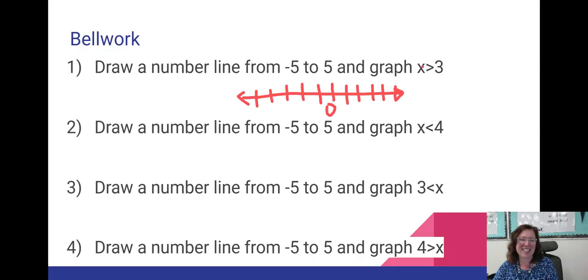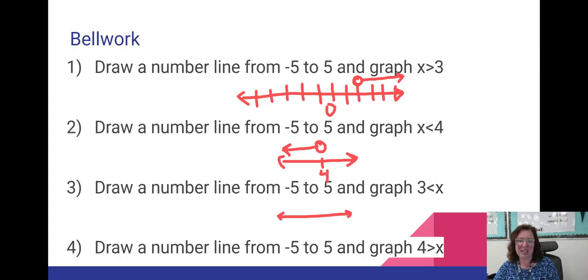Okay, this first one, x is greater than 3. 0, 1, 2, 3. It's an open circle and we point at everything that's bigger than 3. Okay, I'll do a brief number line here. x is less than 4. I do an open circle at 4, and then x is all the things smaller than it.